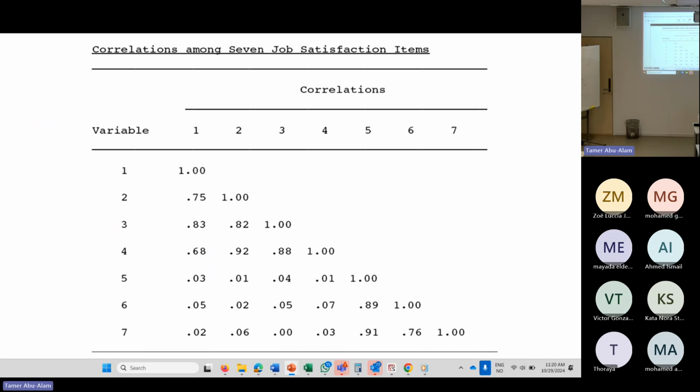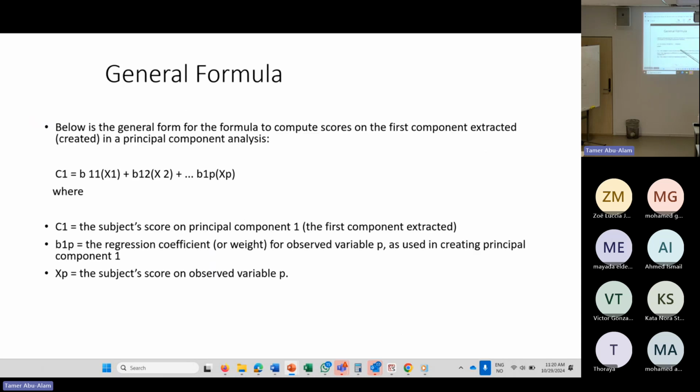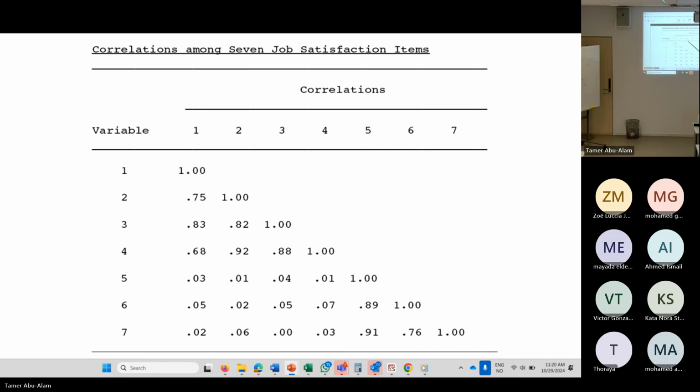It's a matrix that has the answers. Question 1 with question 1 is 1, 2 with 2 is 1, 3 with 3 is 1, 4 with 4 is 1, because the correlation between question 1 and question 1 should be 1. It's the same question. The correlation between question 1 and question 2 can be 0.5, 1 and 3 can be 0.3. So there is some correlation, and the correlation coefficients are 0.5, 0.3, 0.2, depending on the questions.